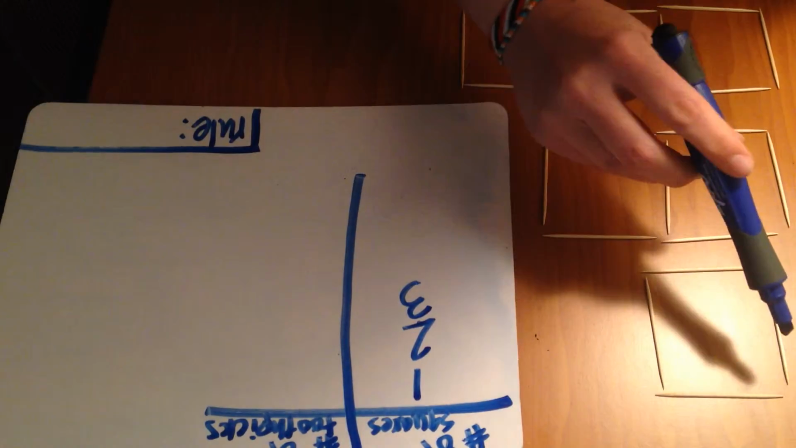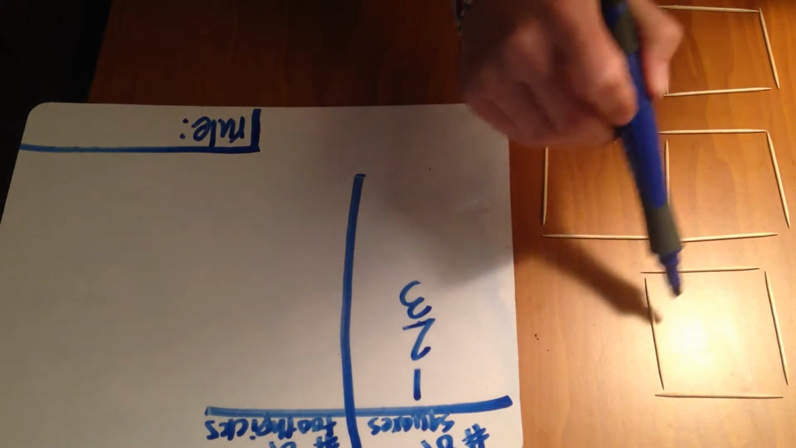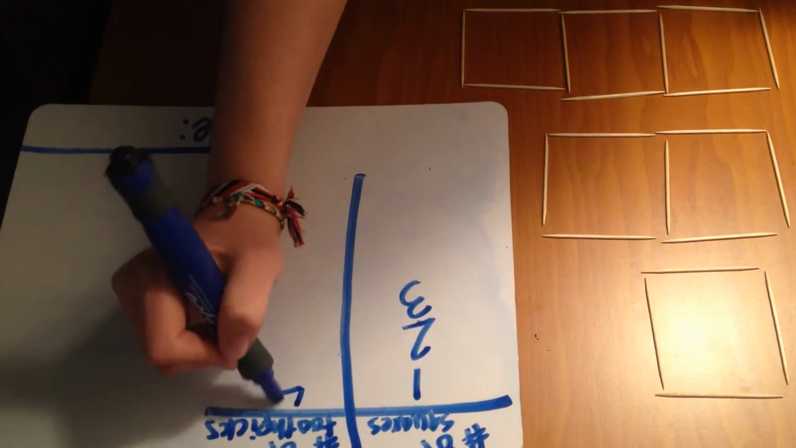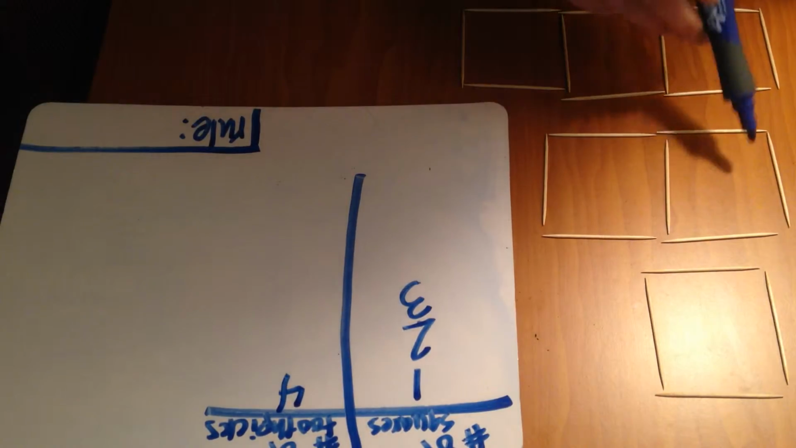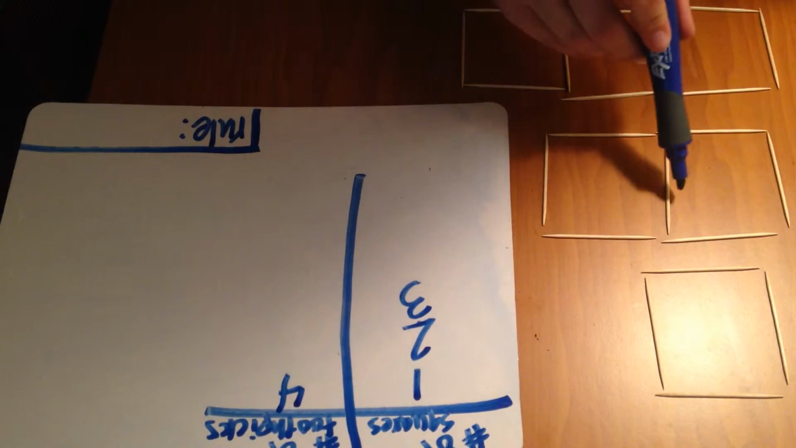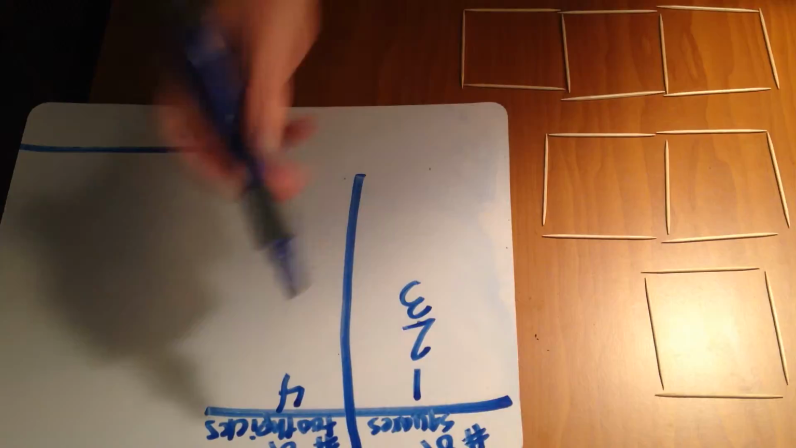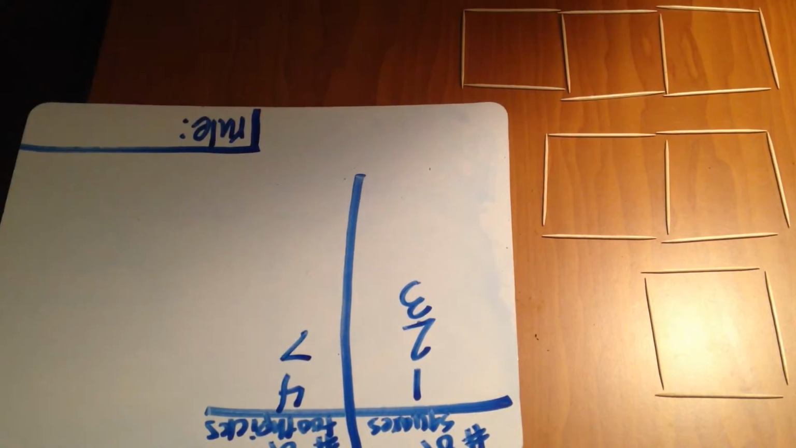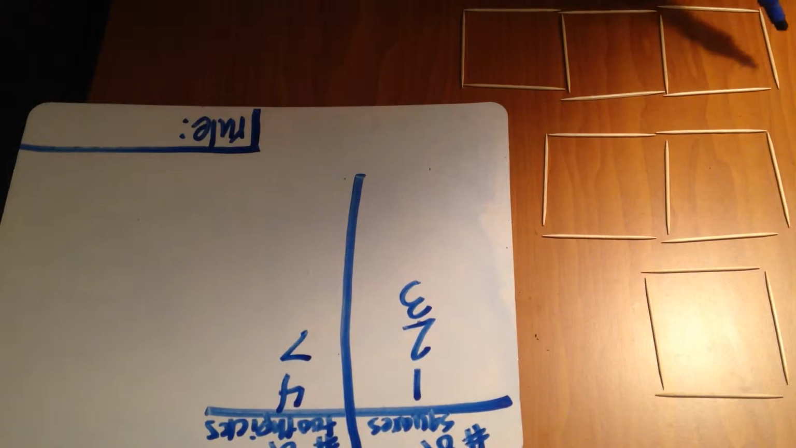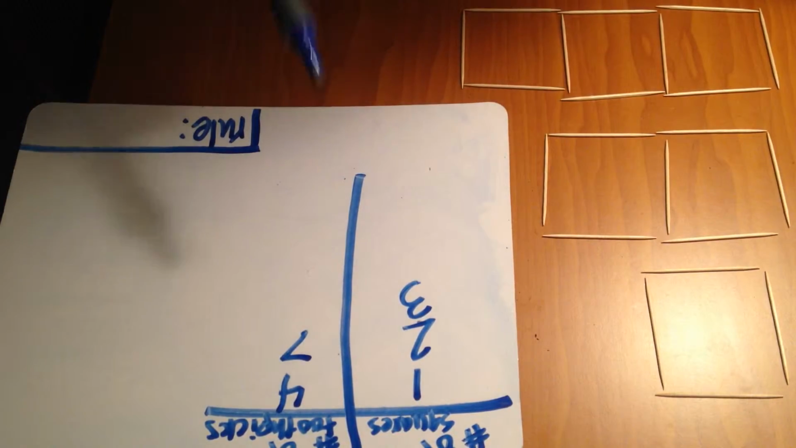So for my first square, we have 1, 2, 3, 4 toothpicks. For 2 squares, we have 1, 2, 3, 4, 5, 6, 7 toothpicks. And then for 3 squares, we have 1, 2, 3, 4, 5, 6, 7, 8, 9, 10.